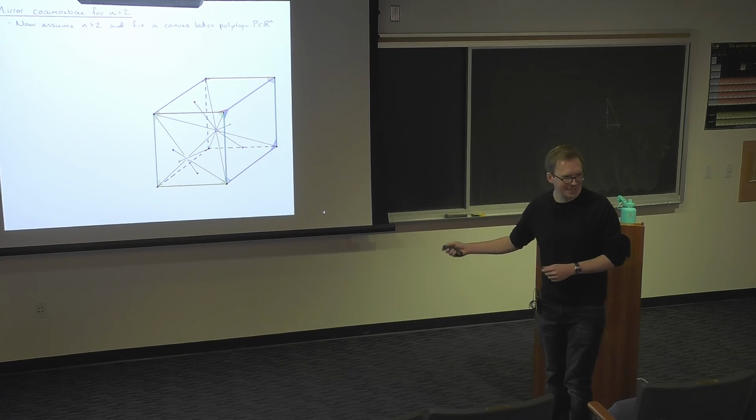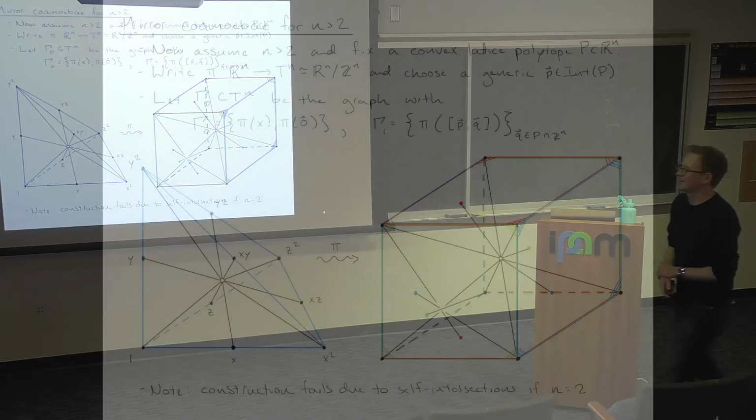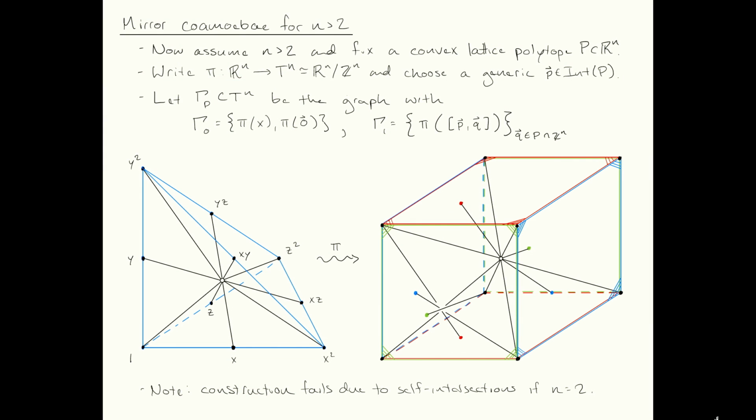Here's a simpler picture of this graph. All right. So there's the Newton polytope. And here's what I do. Just pick a generic point somewhere in the interior of P. And now I connect that by a straight line to each lattice point in the Newton polytope. I take that, and now I project it to the torus.